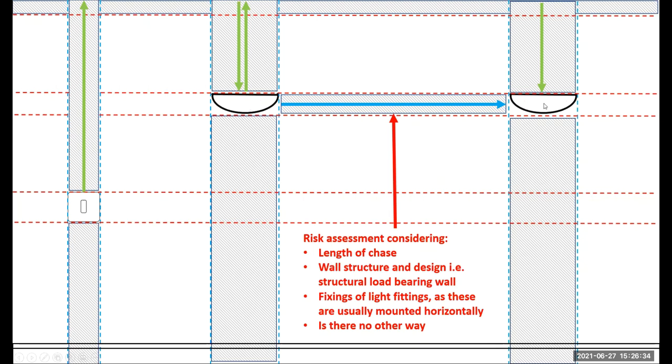Again, you could go all the way between the two light points horizontally, but I would suggest that you do a risk assessment. Considering the length of the chase, you also need to start thinking about the wall structure and design. So for instance, a bungaroosh wall with flints and all that kind of stuff in it isn't going to be as stable as a brick wall. You also need to think about the fixing of the light fittings, as they're usually mounted horizontally. And I would only personally ever use this method, going horizontally between two lights, if there was no other way of doing it. Again, I'm not a fan of horizontal chases, and quite a few people I know echo that because of the structural impact.